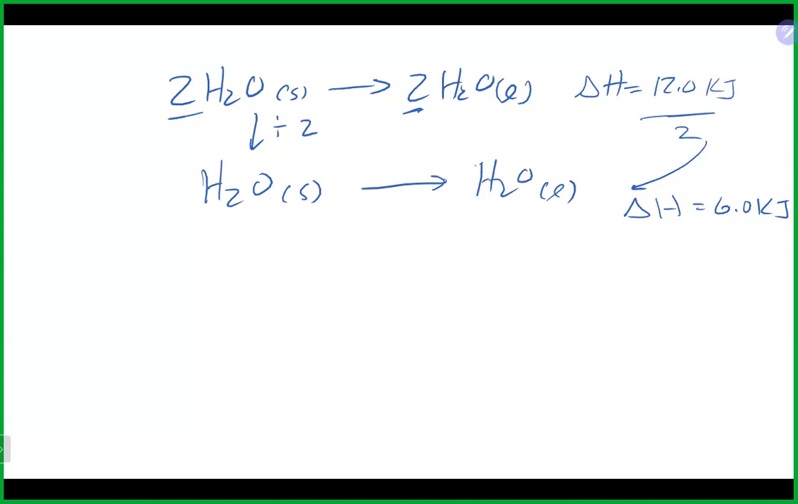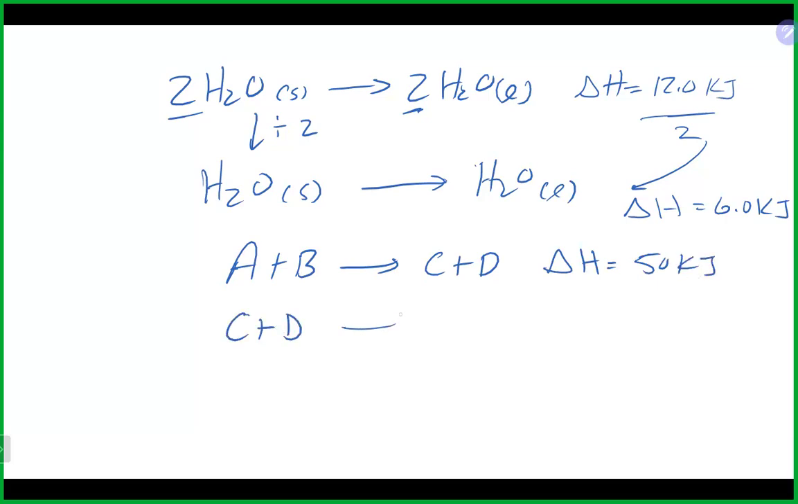The last thing that we sometimes will do is maybe we have two equations that need to be added to each other. So maybe in the first one, delta H is 50 kilojoules. Then the second reaction, I'm going to try to learn the alphabet here, E plus F. How's that? Delta H is going to be, we'll go with negative 25 kilojoules.